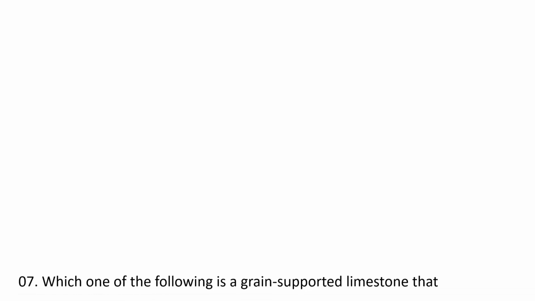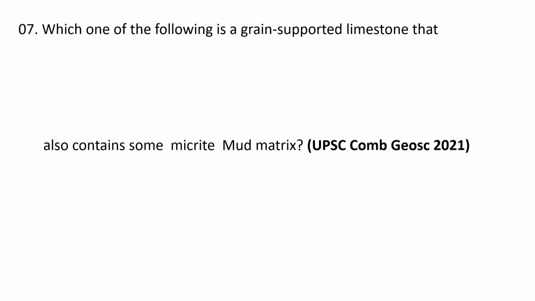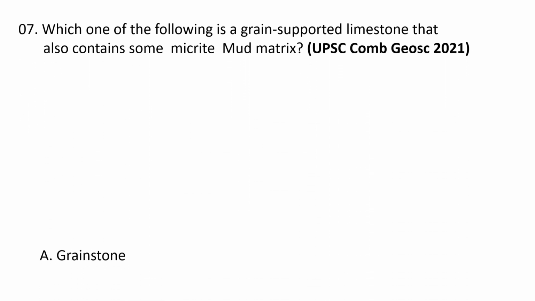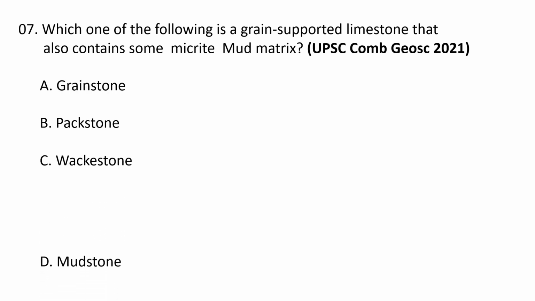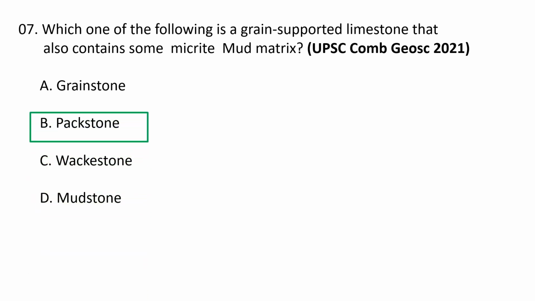Next question. Which one of the following is a grain supported limestone? That also contains micrite matrix. So the options are A. Grainstone, B. Packstone, C. Wackestone, and D. Mudstone. So the correct option is B, packstone. The mineral composition of packstone consists of biotite, augite, basic mass, that is microcrystalline sanidine, carbonate, and opaque petrography analysis. Absorption colorless to brownish, interference colors grayish black, and tachylitic texture.